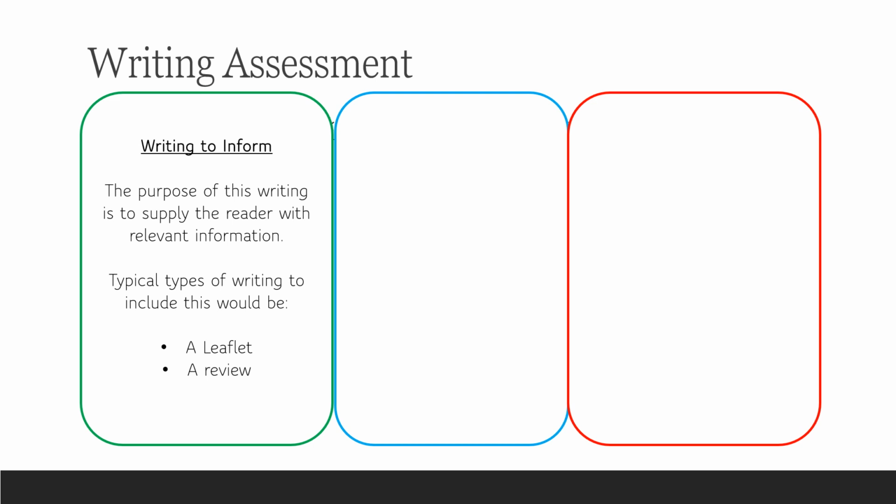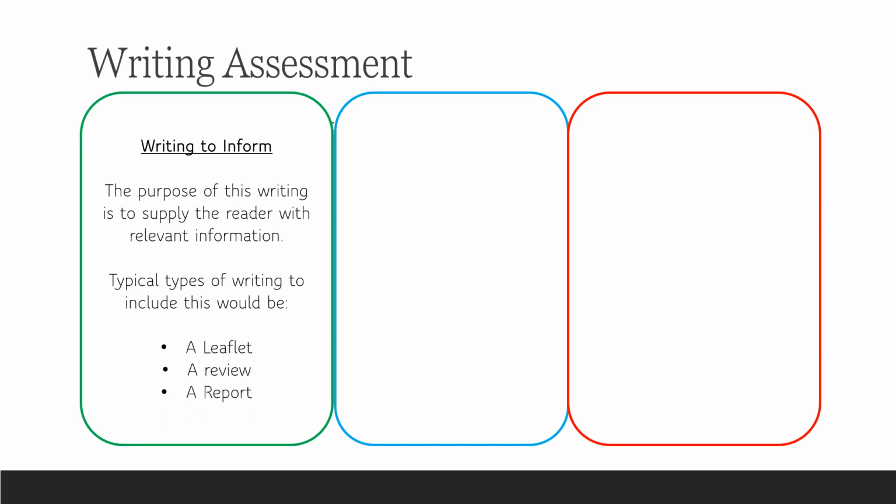So if you're writing about a college, it will be things like the catering facilities, the classroom sizes, the teachers and the quality of the teaching, and all of those will be different paragraphs. You won't be putting in your personal opinion necessarily, you'll just be giving them the information so they can make their own mind up.